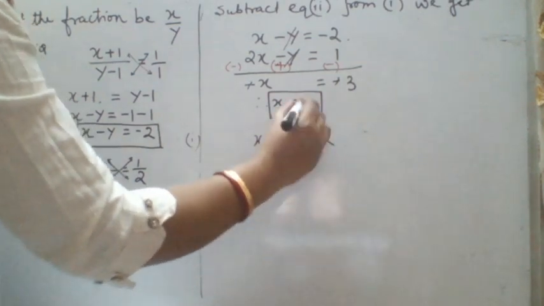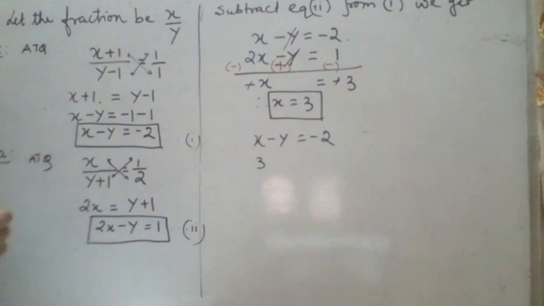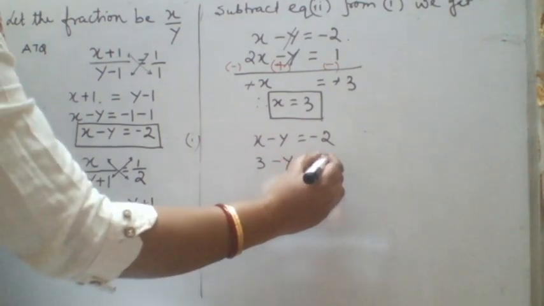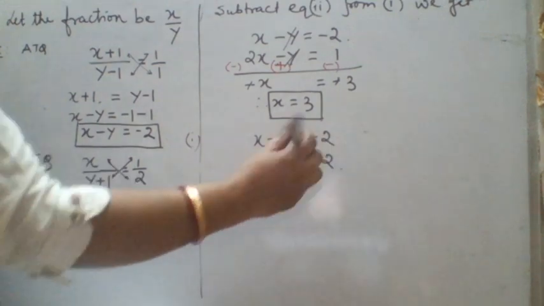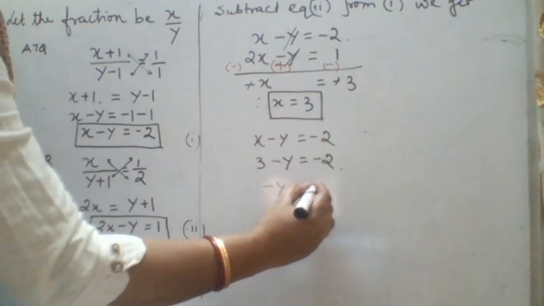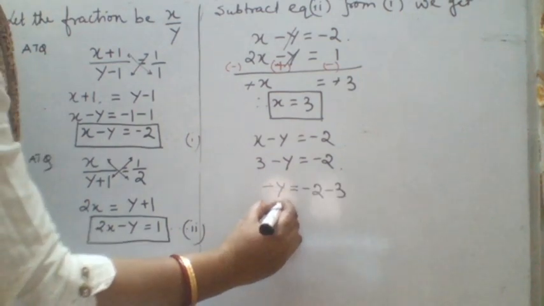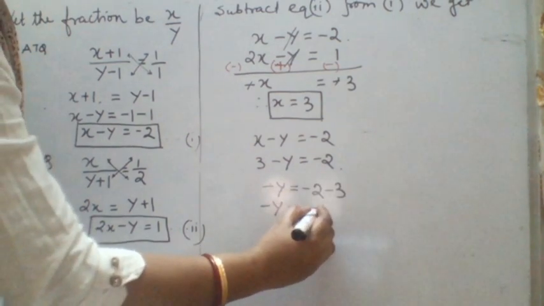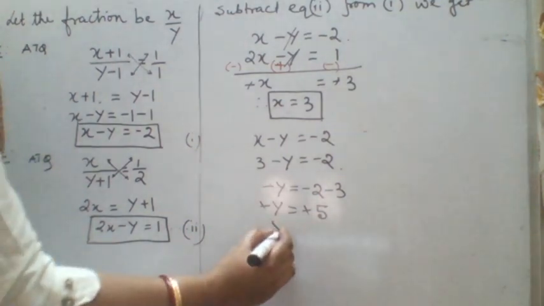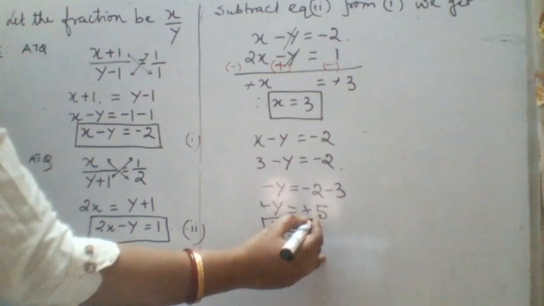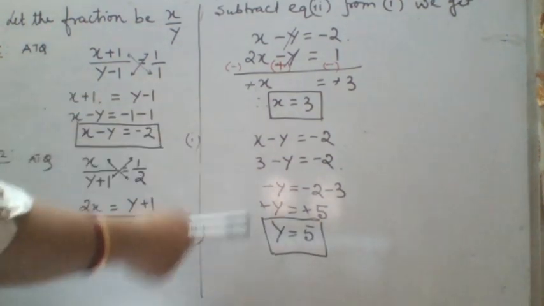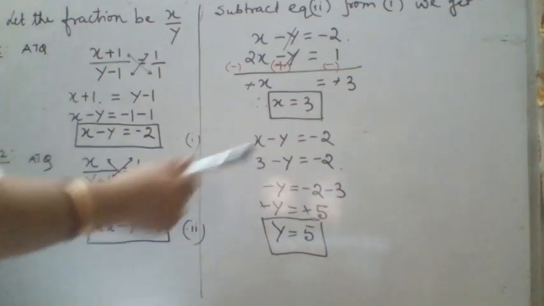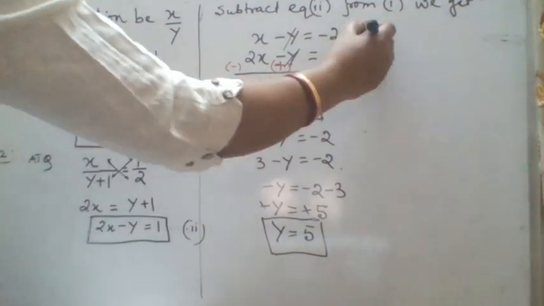You substitute the value of x as 3. This is minus y equal to minus 2. 3 goes to the other side. Minus y equal to minus 2 minus 3. So minus y equal to minus 5. Minus minus gets cancelled. y equal to 5. So both the variables' values are now available, x equal to 3 and y equal to 5.